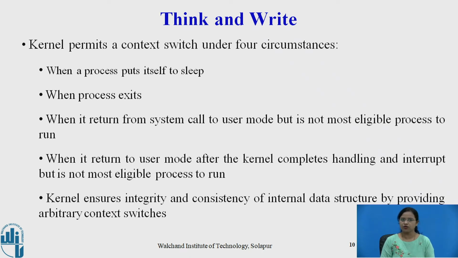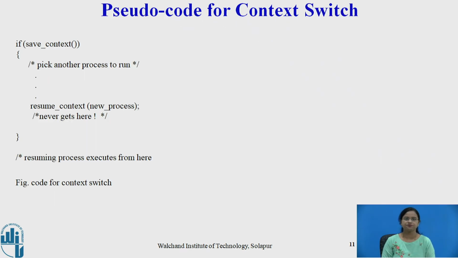Now as I already told, the kernel permits a context switch when a process puts itself to sleep, when a process exits, when it returns from a system call to user mode but that process is not the most eligible process to run, and when it returns to user mode after the kernel completes handling the interrupt but is not the most eligible process to run. So these are the 4 cases whenever the kernel permits a context switch, and during this context switch the kernel must ensure the integrity and consistency of the internal data structures.